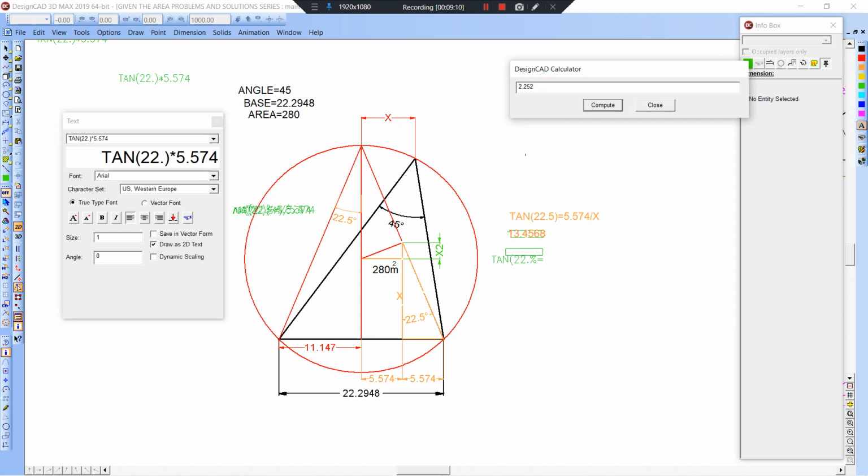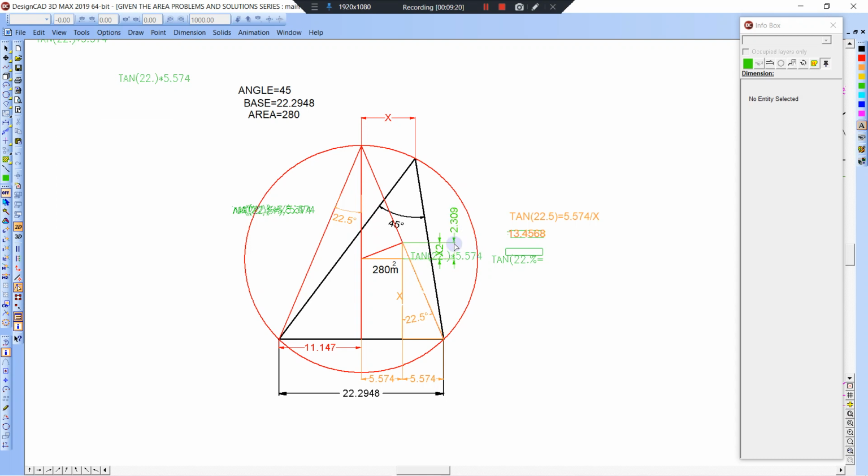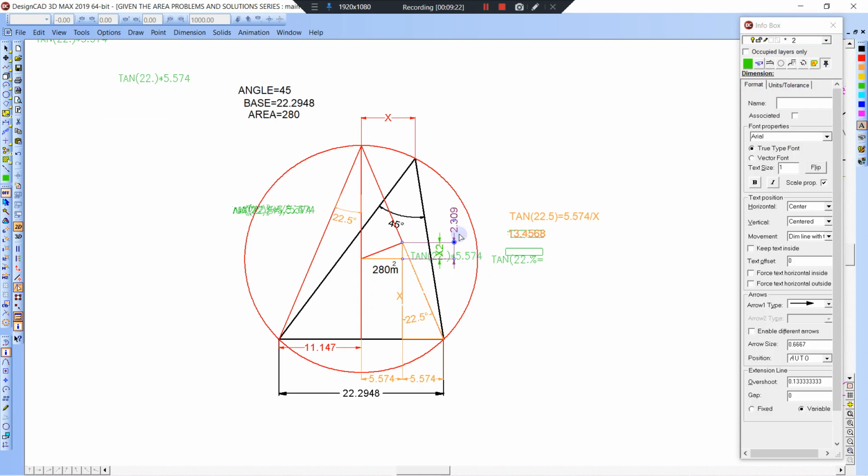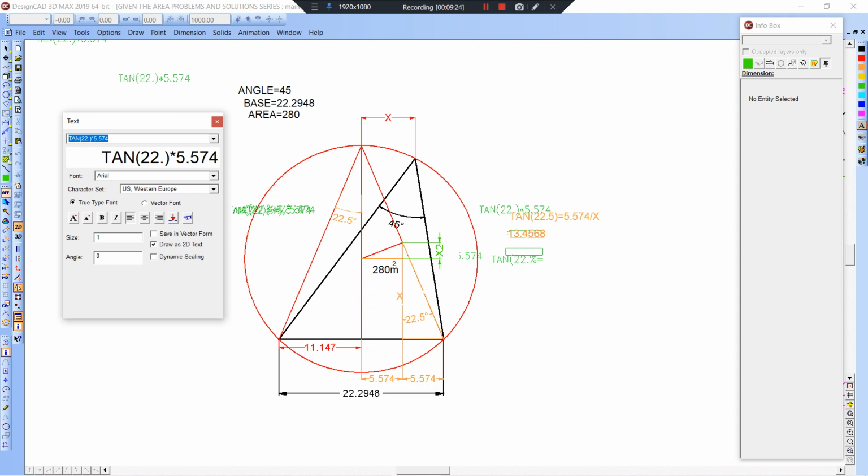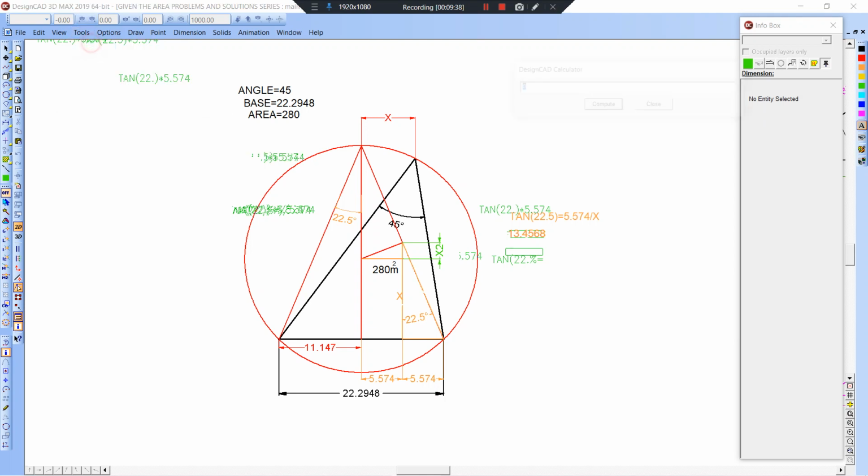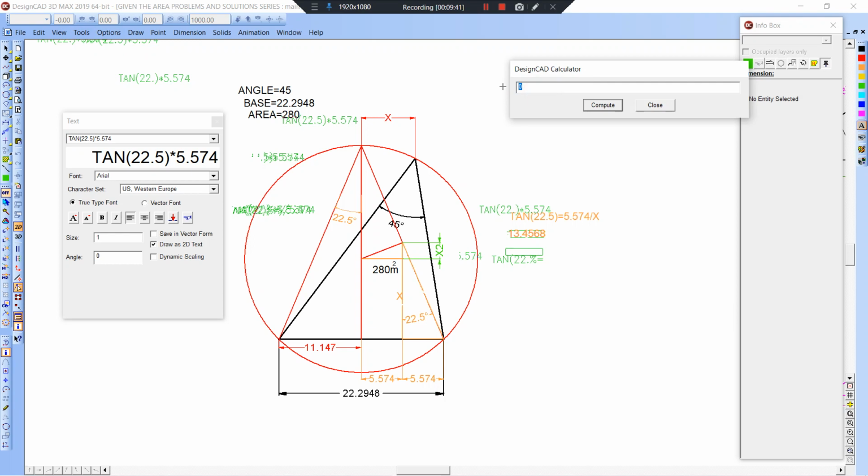There you go. 2.252. I think I typed something in wrong. 2.309. That did tangent of 22.5. Enter, and we get x. 2.309.